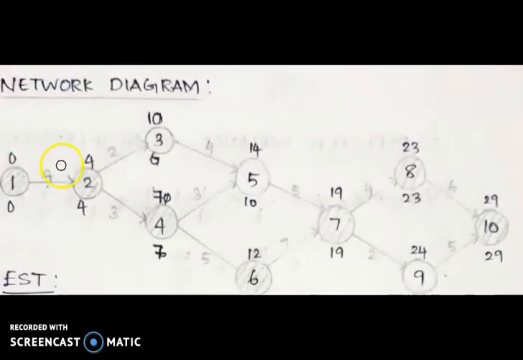1 to 2 equals 4, 2 to 3 equals 2, 2 to 4 equals 3, 4 to 5 equals 3, 3 to 5 equals 5, 4 to 6 equals 5, 5 to 7 equals 5, 6 to 7 equals 7, 7 to 8 equals 4, 7 to 9 equals 2, 9 to 10 equals 5, 8 to 10 equals 5.